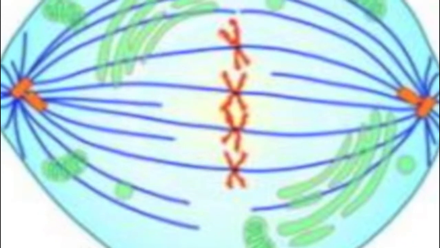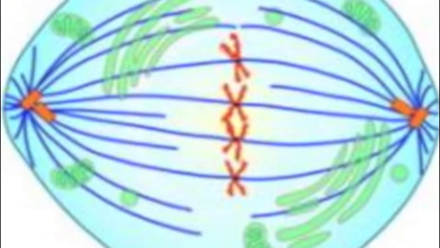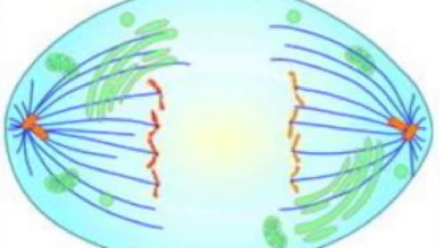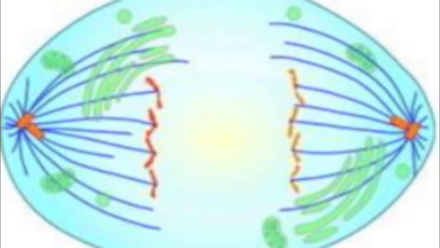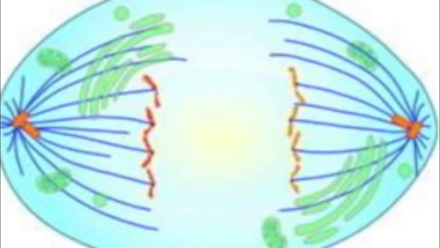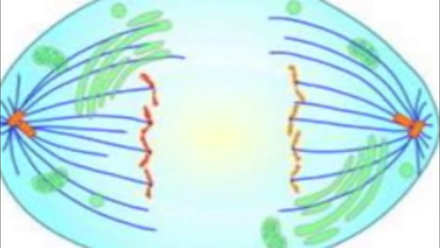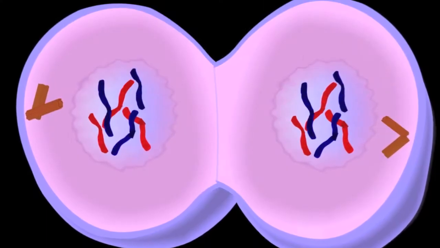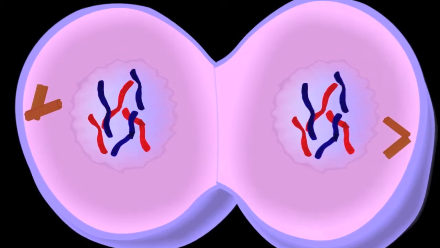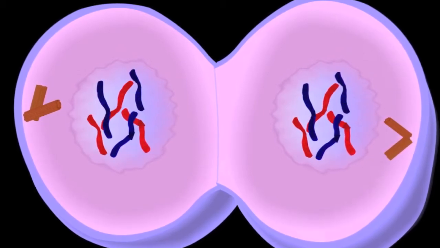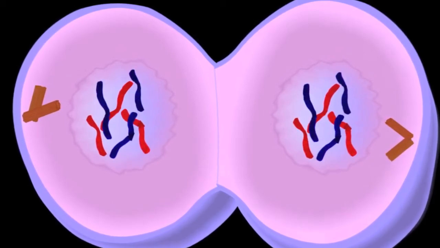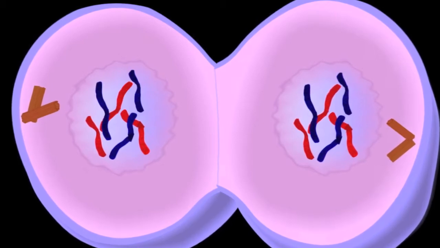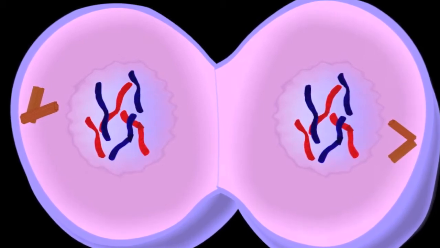Then we have metaphase, where the chromosomes align on a plane. Next comes anaphase, in which the chromatids separate, causing the number of chromosomes to double. As telophase comes along, the nuclear membrane reappears. The chromosomes uncoil and the spindle fibers break down and the cell splits into 2.